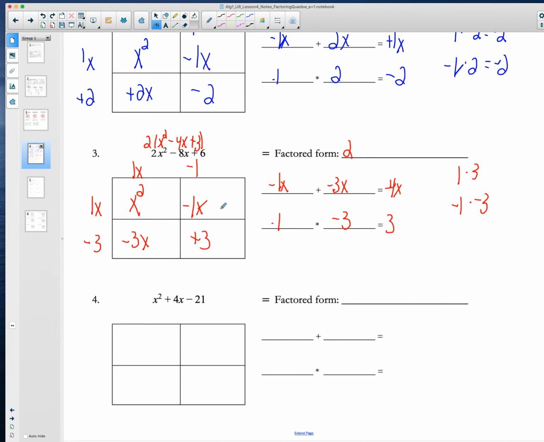So you have to remember that when these two terms that give us that b term are both negatives, your factors here will always be negative as well. So I'm going to write x minus 1 here as our first factor, and then I'm going to write x minus 3 for our second factor.